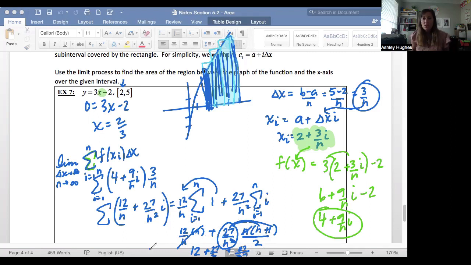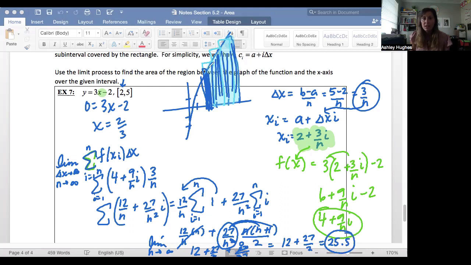Then we let n go to infinity. If I let n go to infinity, I don't see an n here. I don't see an n here. I only see an n here, and it's on the bottom. So this is going to go to 0 because the bottom is getting huge. So I'm left with 12 plus 27 over 2. And 12 plus 27 over 2 gives us 25.5.